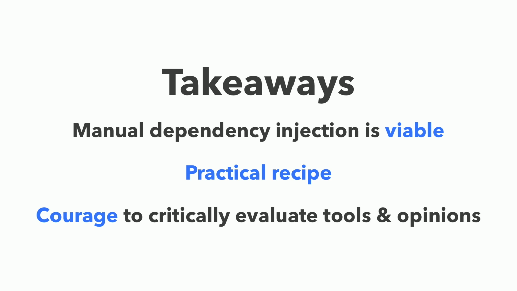So again, just to recap, the takeaways I want to emphasize here are that manual dependency injection, as we've seen it in these recipes, is viable. It's an option that you should add into your tool belt, and you should not necessarily turn to a Dagger or a Koin immediately when you're faced with this problem of wanting to write unit tests. And there's a practical recipe that I hope is described in enough detail in these slides that you can go away and practice and use if you want to in your own applications.